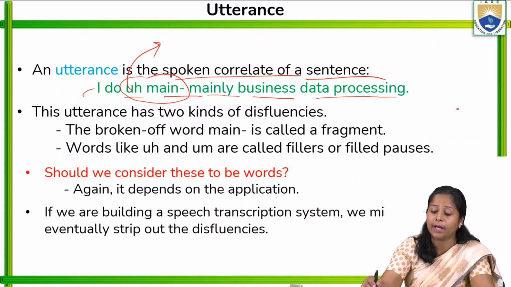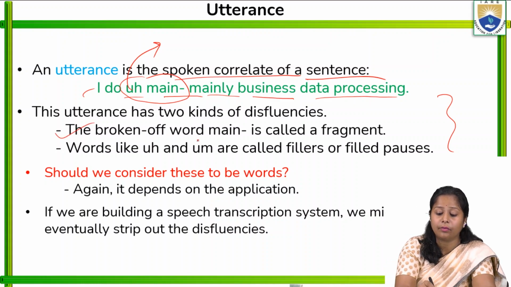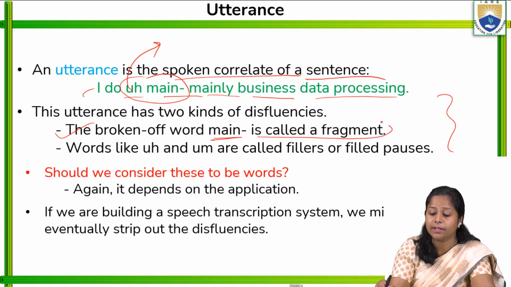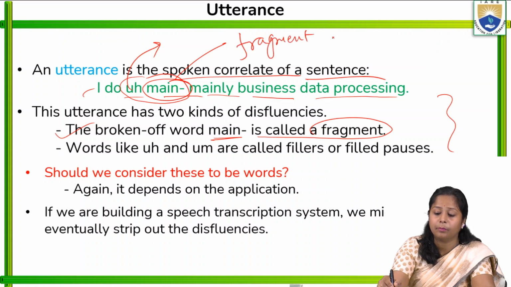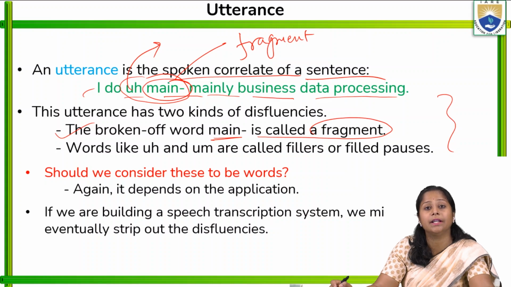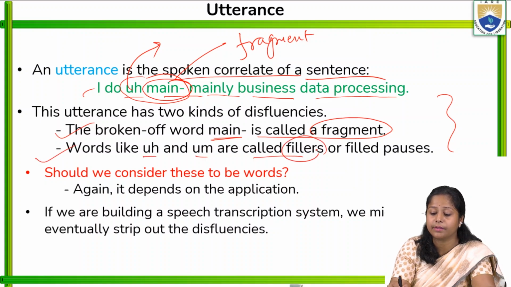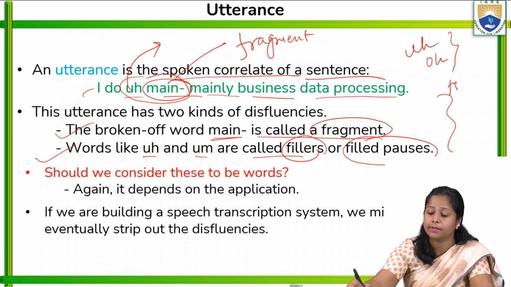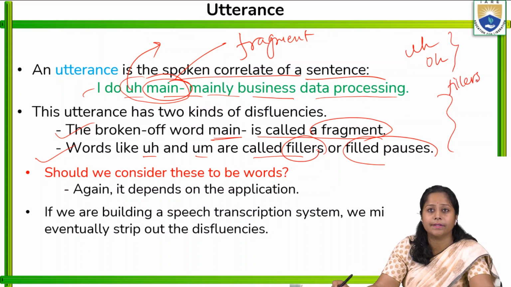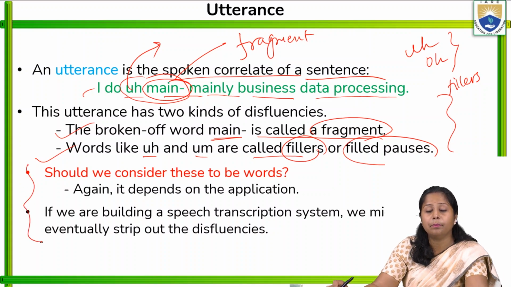This utterance has two kinds of disfluencies. The first is the broken off word, main dash, which is called a fragment. Why? Because we cannot interpret what the other connecting word can be. So that is called a fragment. The words like and are called fillers. These are filled pauses. So these are the functionalities of an utterance. We should consider whether to treat these as words. Again, it depends on the application.